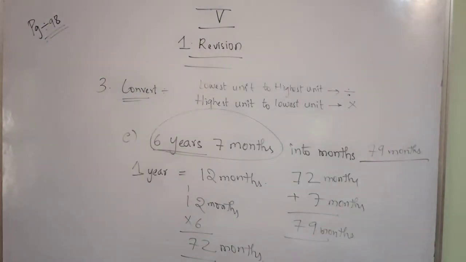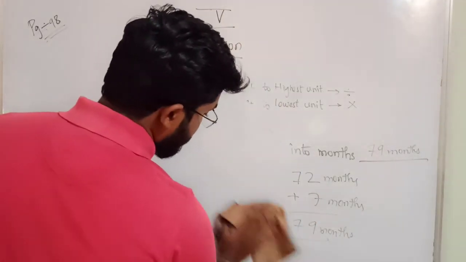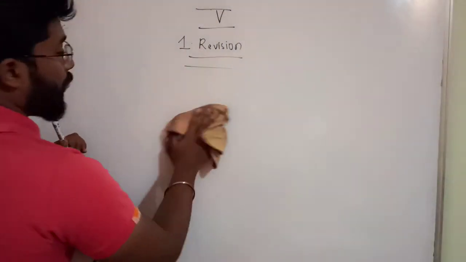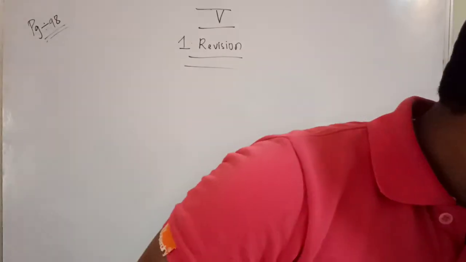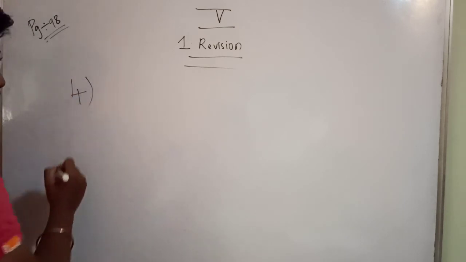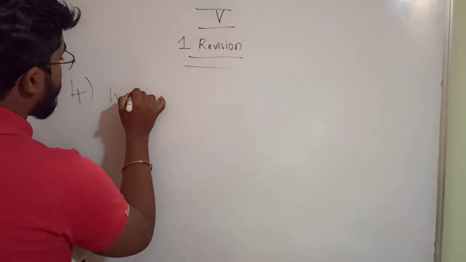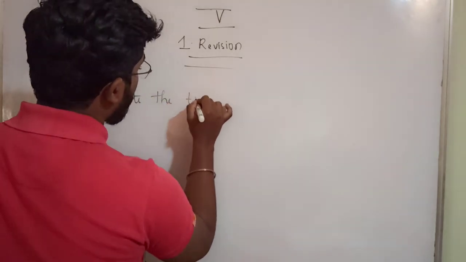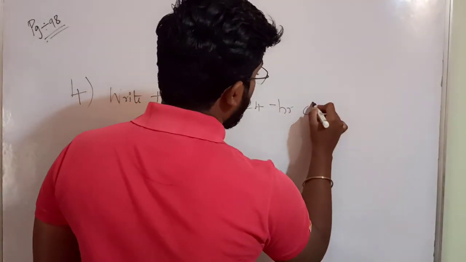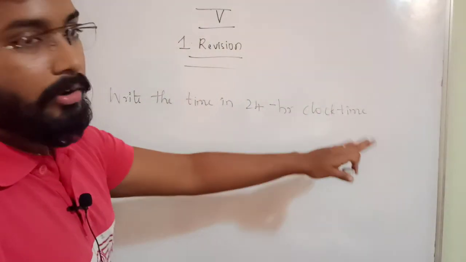Okay, so this conversion topic we have completed in today's class. Okay, so from next class, actually this is revision topic, no, so fourth bit, once you try. Fourth bit is what? Write the time in 24-hour clock time. This is not 12-hour, 24-hour clock time. Okay, write the time in 24-hour clock time.